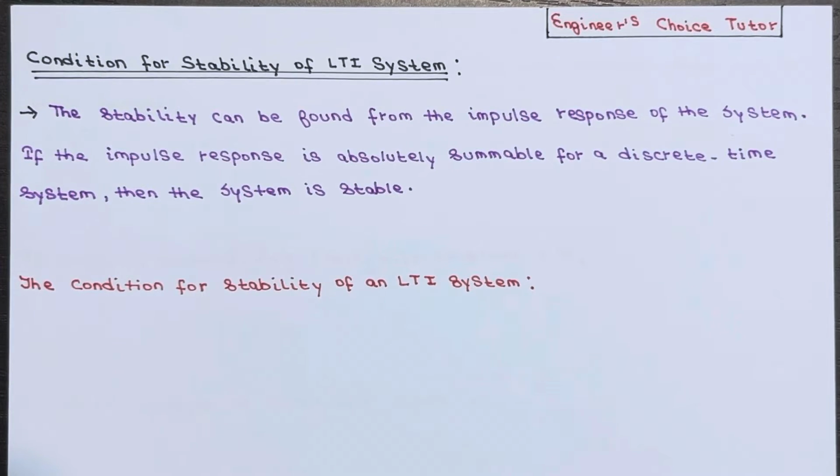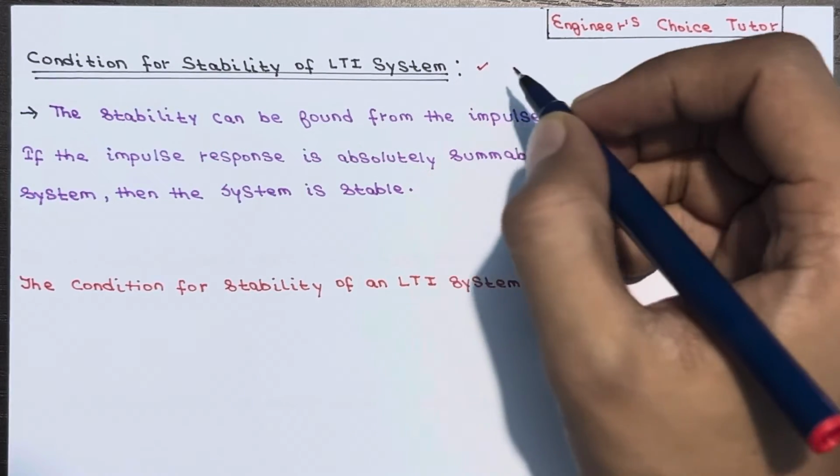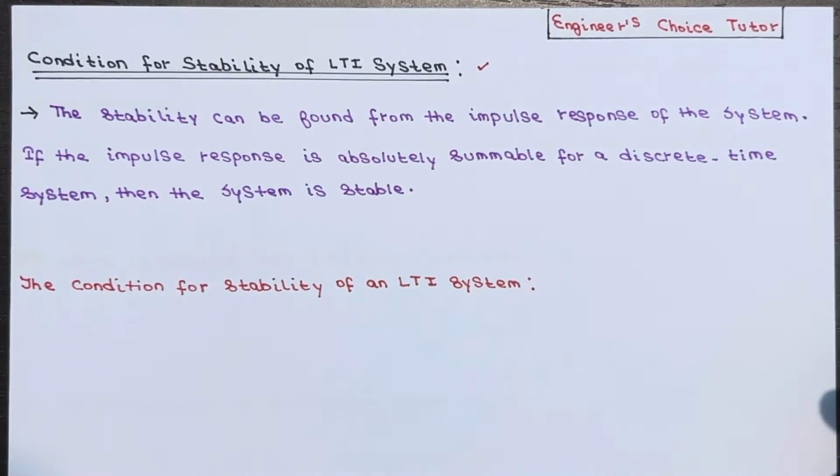Hi everyone. In this lecture, we will discuss the condition for stability of an LTI system. In general, the test for stability of a system is performed by applying a specific input. On applying a bounded input to a system, if the output is bounded, then the system is said to be BIBO stable. For LTI, meaning linear time invariant systems.